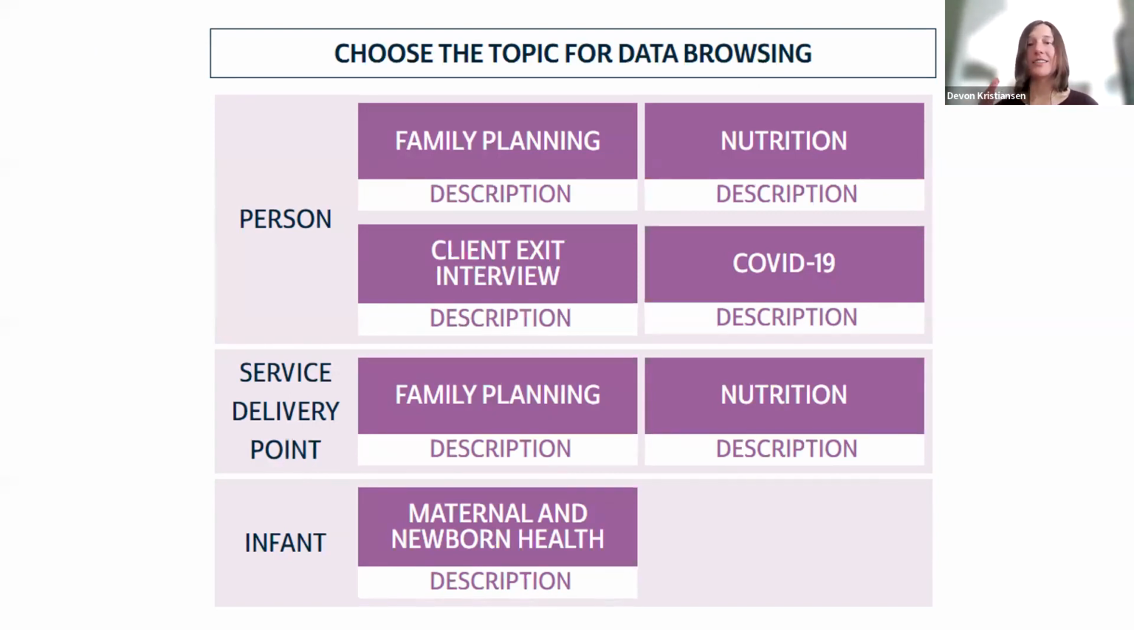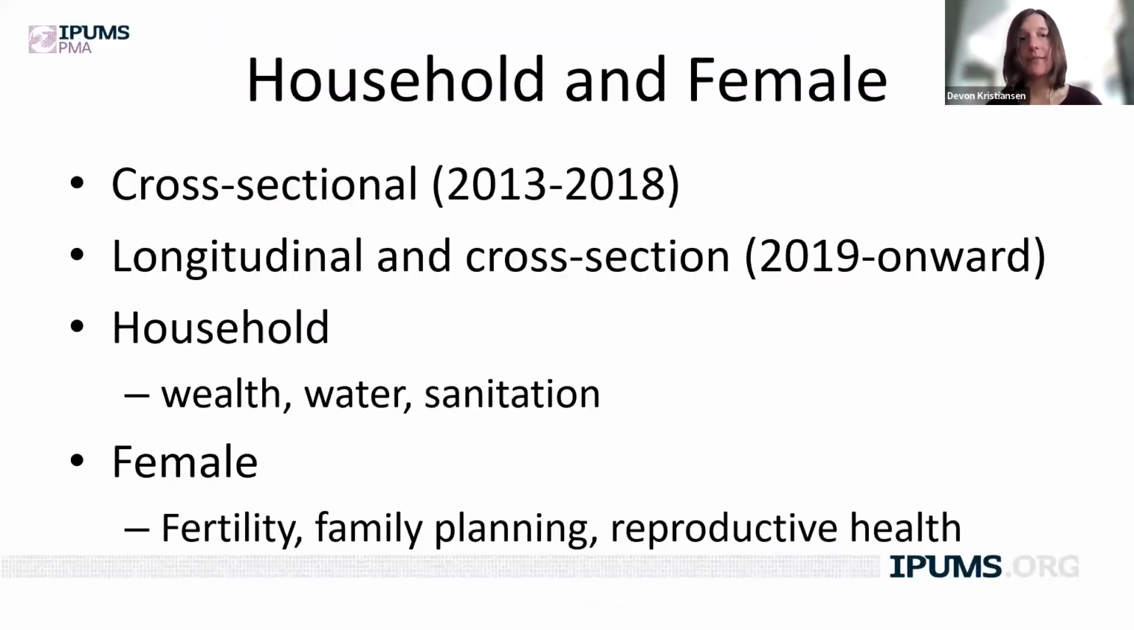So PMA is rapid turnaround. They're innovative. They're constantly evolving their surveys. They fielded data not only to household and women, but also to health facilities. So that's the service delivery point data that you see there. So they might go out to a hospital, but they also have surveys that they've fielded on nutrition, a COVID-19 phone survey, maternal newborn health, and I'll talk about each of these in just a moment.